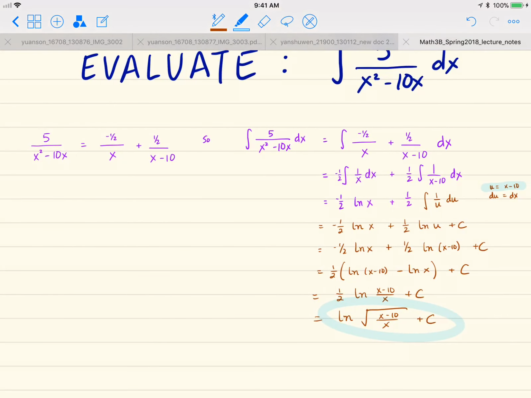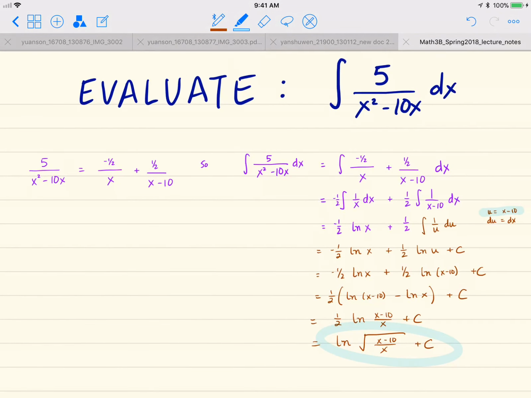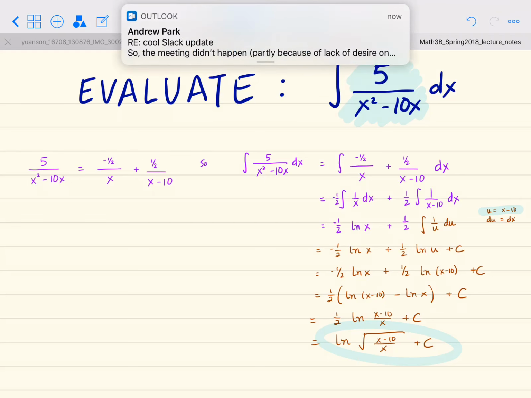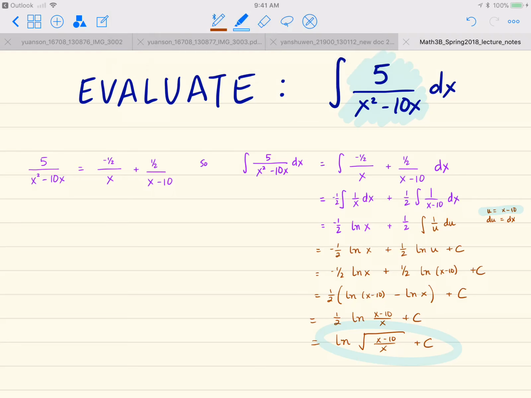Okay. So again, the first part, which is actually the most difficult part, is converting your rational function to partial fractions. Okay, so that's the first example.